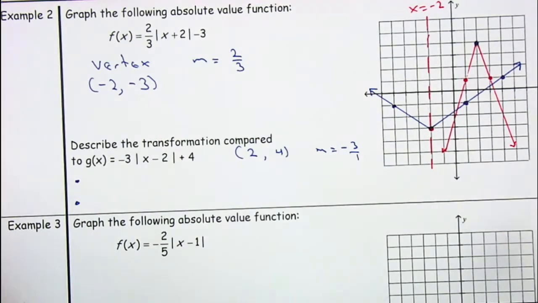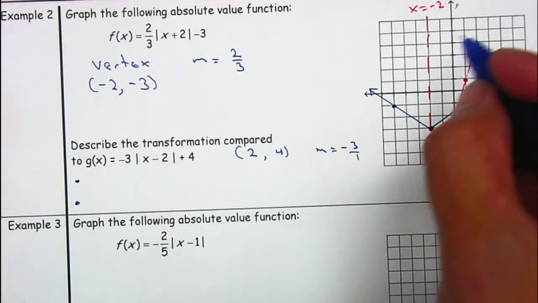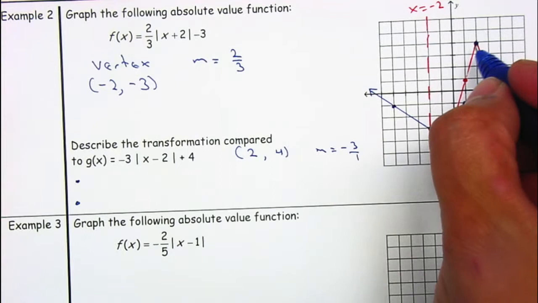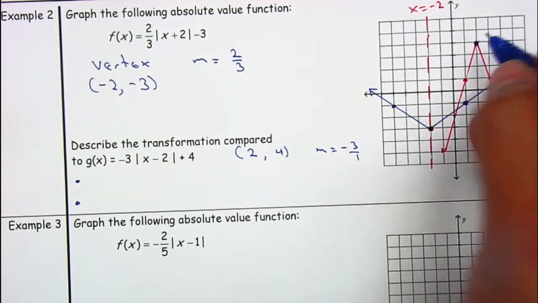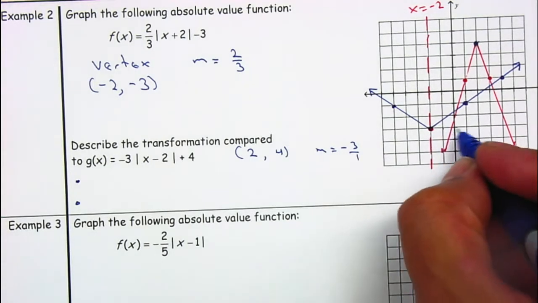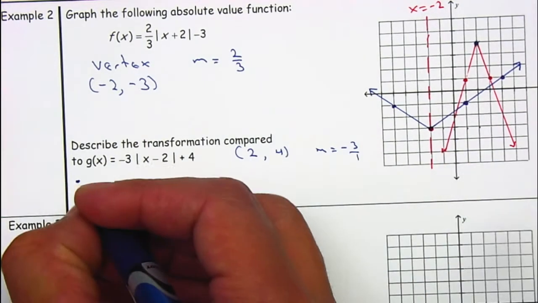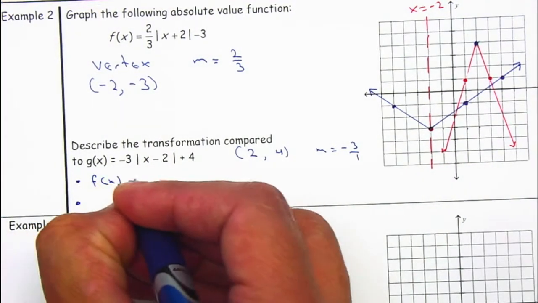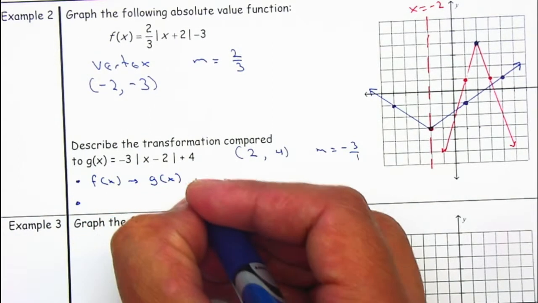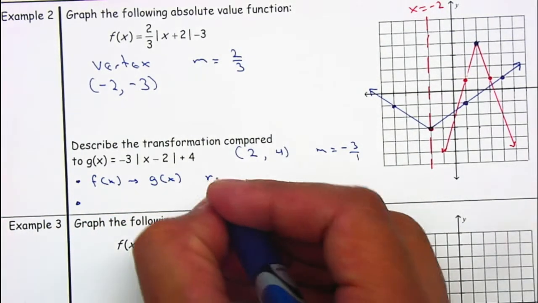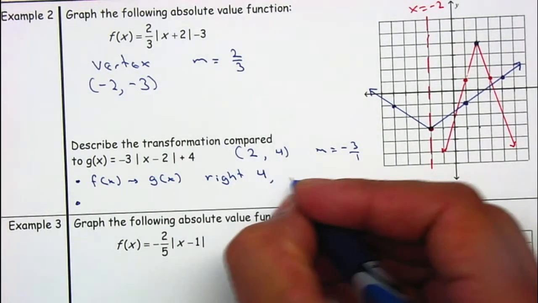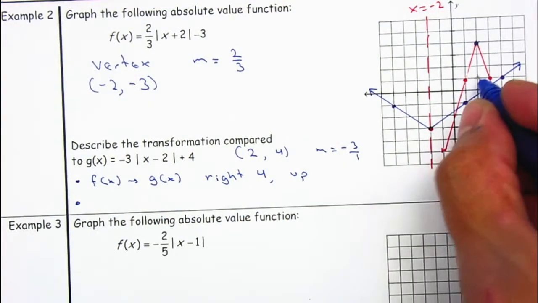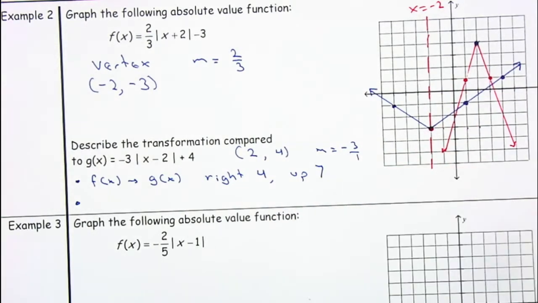Now let's go and describe that transformation first, or the translation. I'm going to move f of x over to g of x. So I'm going to go to the right 1, 2, 3, 4, and I'm going to go up 2, 4, 6, 7. That is the translation.